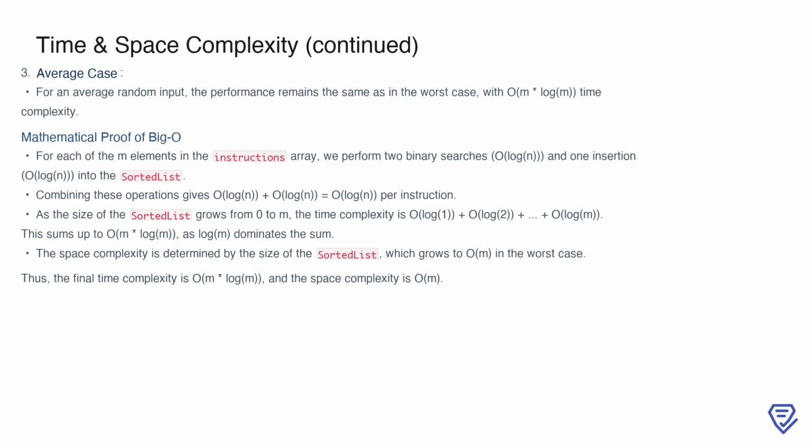As n grows from 1 to m, the sum of all operations becomes O(log 1) plus O(log 2) plus ... plus O(log m), which simplifies to O(m log m), as log m dominates the sum. The space complexity, determined by the size of the sorted list, is O(m) in the worst case. Therefore, the final time complexity is O(m log m), and the space complexity is O(m).